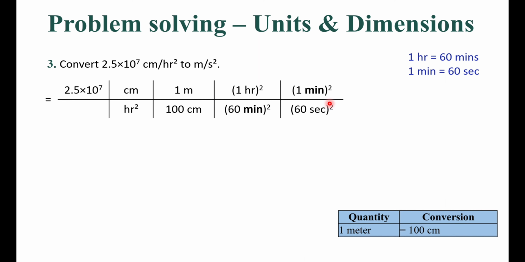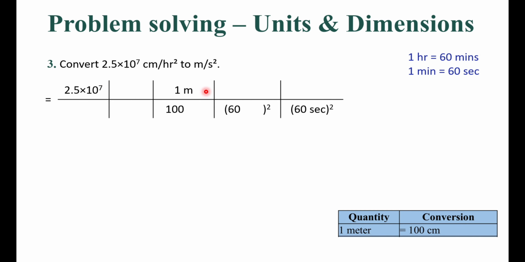Now the next step is to cancel the terms which are uniform in the numerator and denominator. Now we have centimeter here and the centimeter here. So we can cancel these centimeters. So it has gone. Next we have hour square and hour square. We can cancel the hour square. Now we are left with minute square and minute square. We can cancel that. But before that, the square will be there for 60. You have to remember that. So we can cancel these minute squares. So once we cancel, we are left with these values.